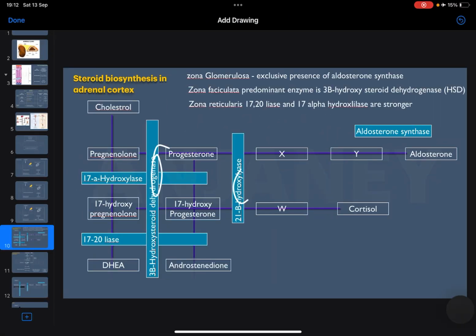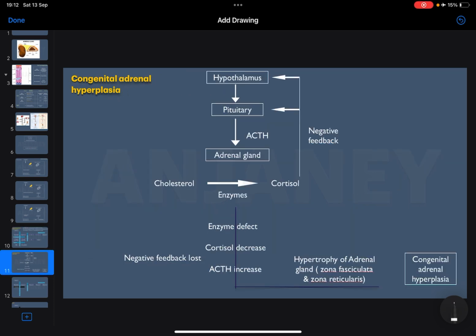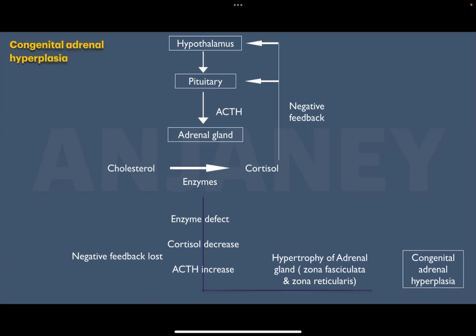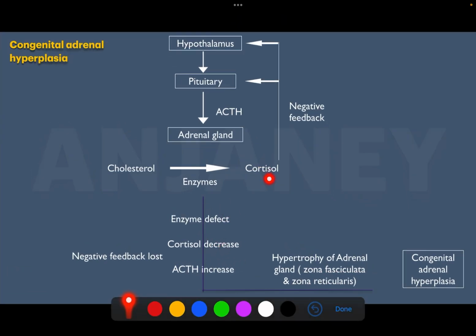See, all of these enzymes which are making cortisol from cholesterol, if there is any defect in these enzymes, then cortisol will decrease, then the negative feedback will be lost and ACTH will increase. So the ACTH will keep on stimulating this gland to release cortisol, but cortisol is not going to be made because there are no enzymes. So the gland will be hypertrophied, and this is congenital adrenal hyperplasia.